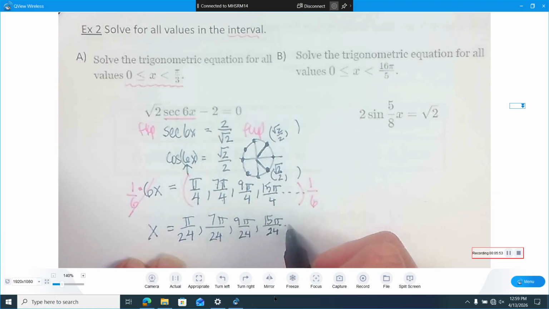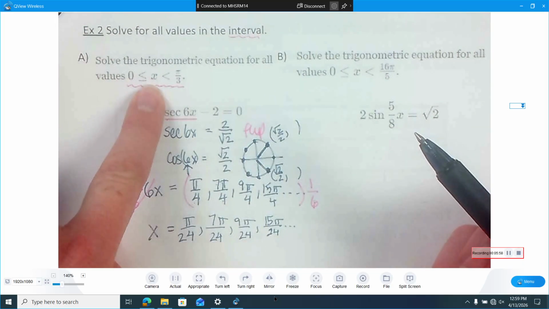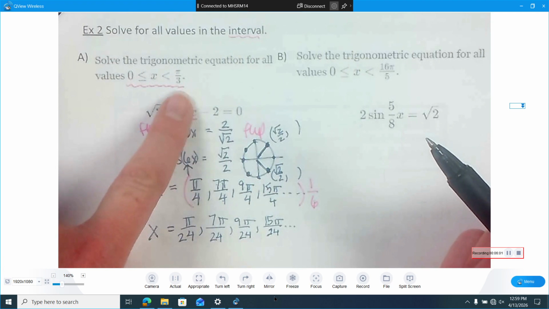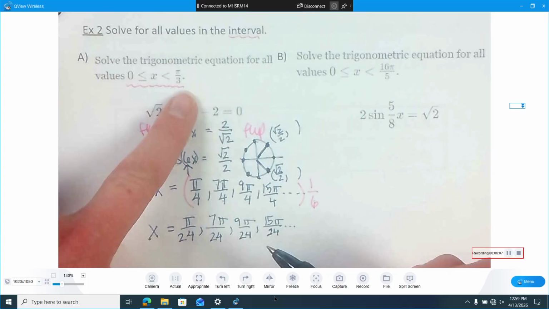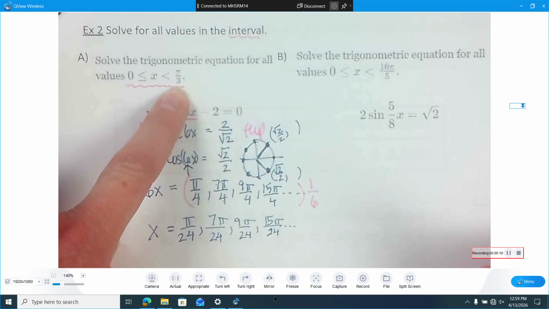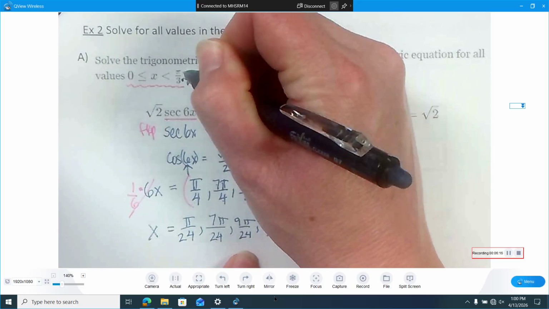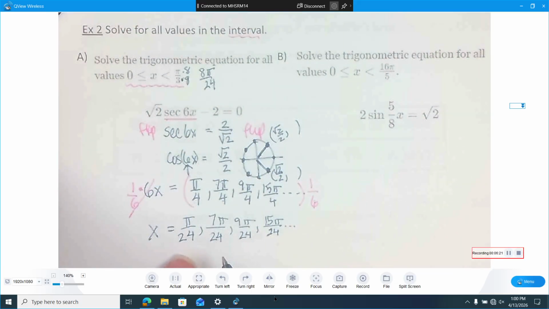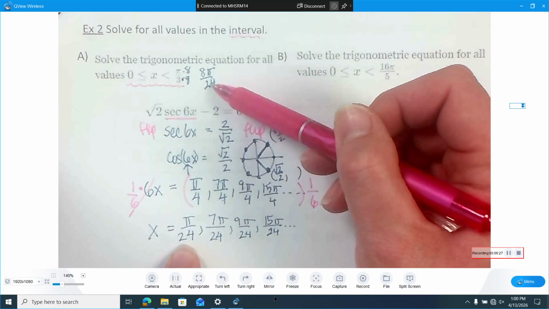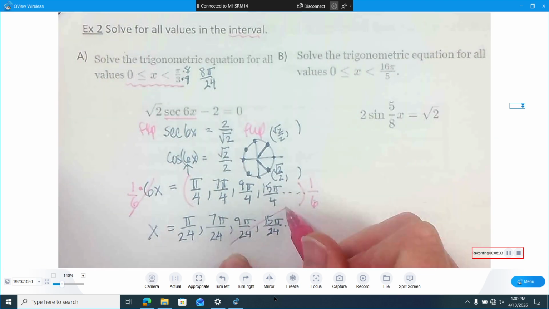And again, there are so many more answers here. We should have, I don't know, like a dozen. But I only want values for x between 0 and pi over 3. All right. Well, these have a base of 24. What should I do to compare? Yeah, I can multiply this by 8 on top and bottom, so that's 8 pi over 24. So now I can compare a little more easily. Pi over 24, that's within 0 to 8 pi over 24. 7 pi, yeah, that's good. Is 9 pi over 24 good? Yeah, that one's too big.